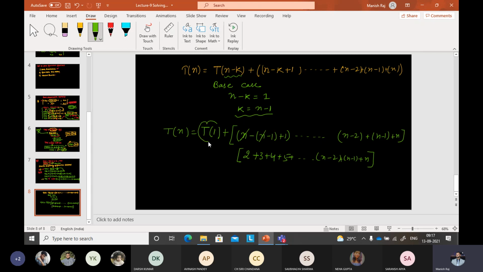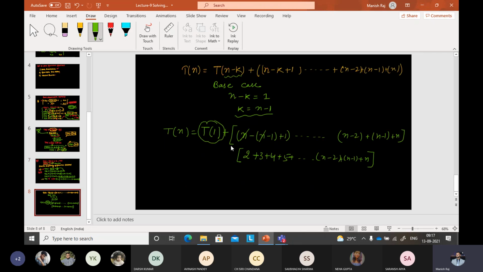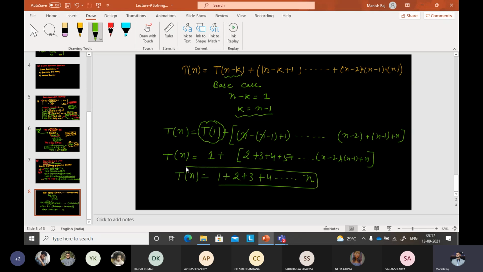Now you can ask, sir, what is the value of this? You can check, the value is equal to c or 1, whatever you want to write. So I am writing 1 here, instead of c, so the value is 1. Okay, so Tn is equal to 1 plus 2 plus 3 plus 4 dot dot dot, last value is n. Do you know the answer of this? I have already shown it. It is the summation of 1, 2, 3, 4, 5, 6, 7, 8. The answer is n times n plus 1 by 2.